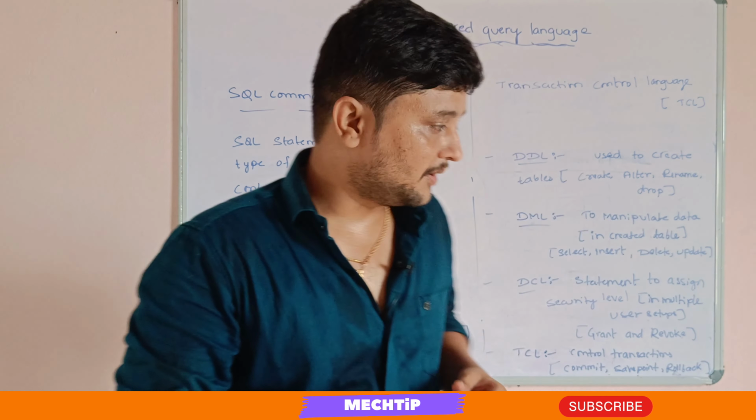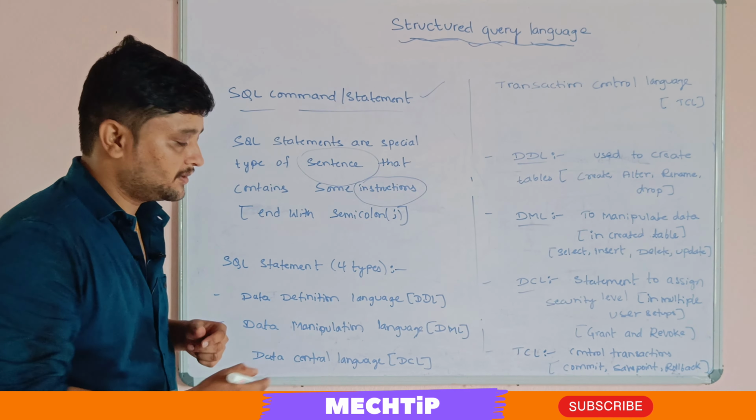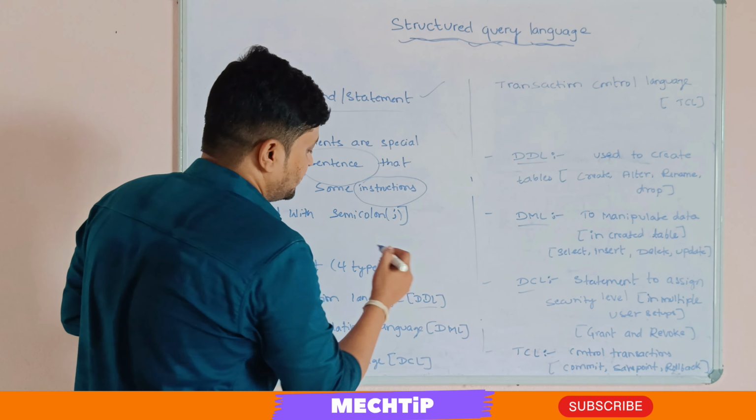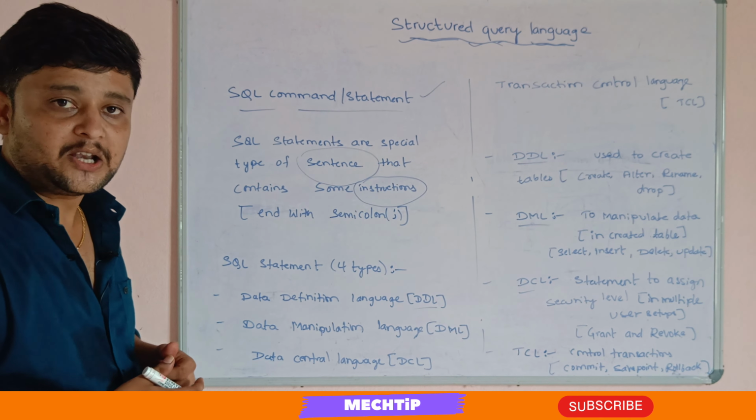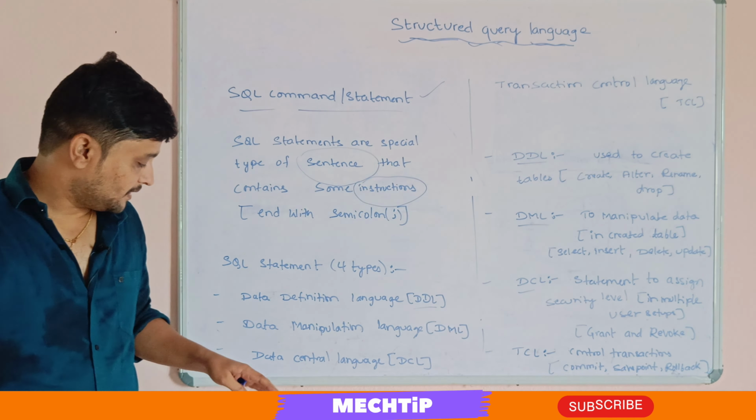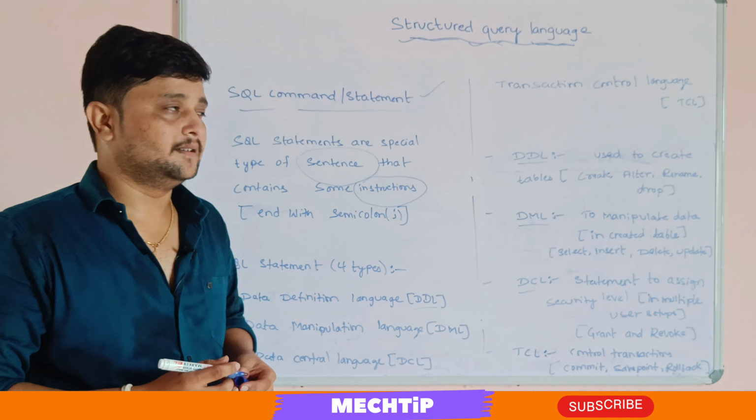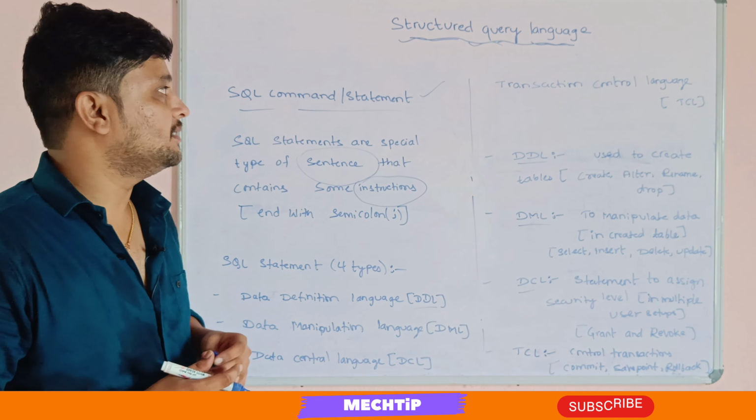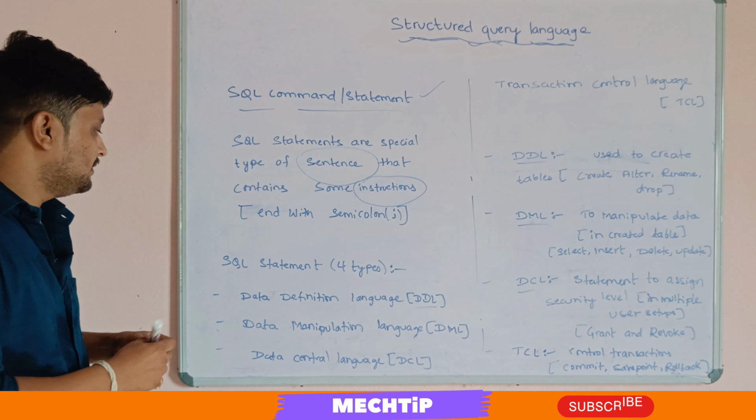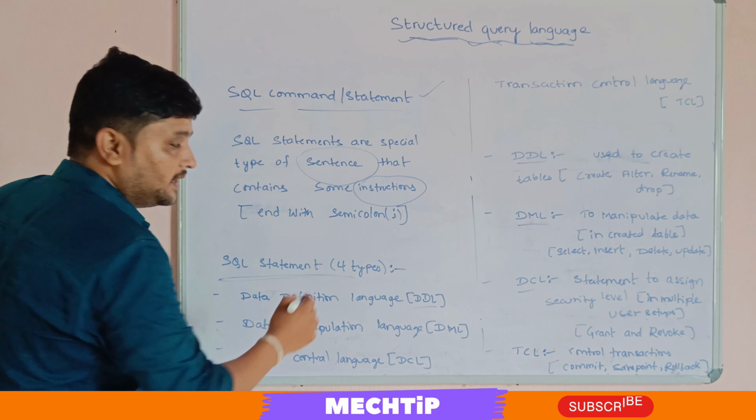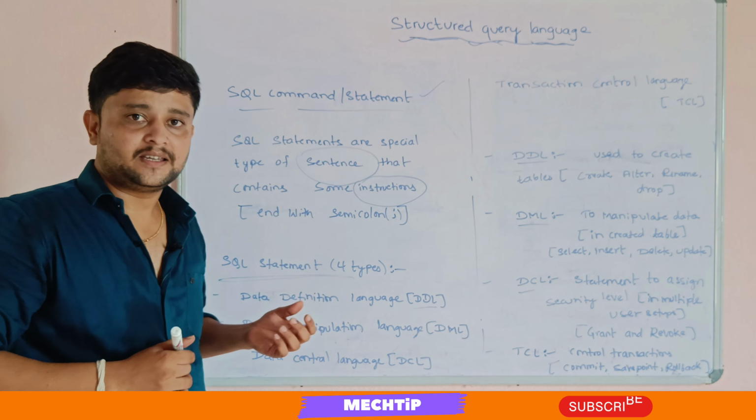The first one is data definition language. It is called DDL. The second one is data manipulation language. Third is data control language, DCL. And the last one is transaction control language. So these four are the statements of SQL. These are the most important topics in this unit.